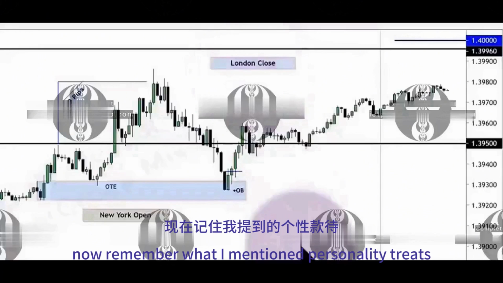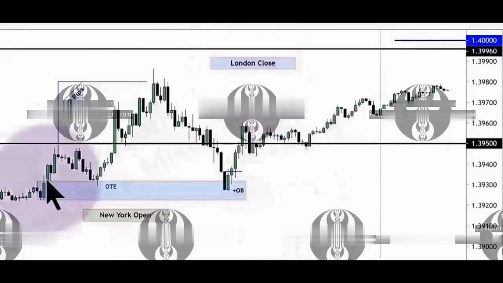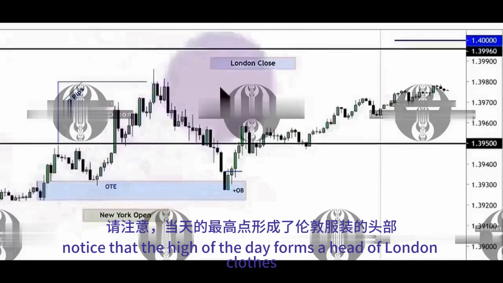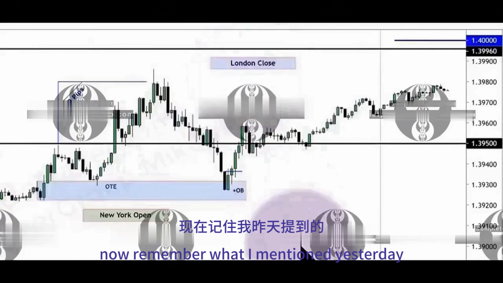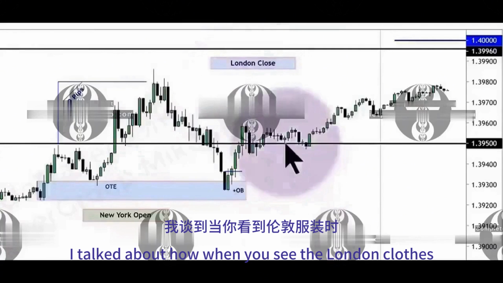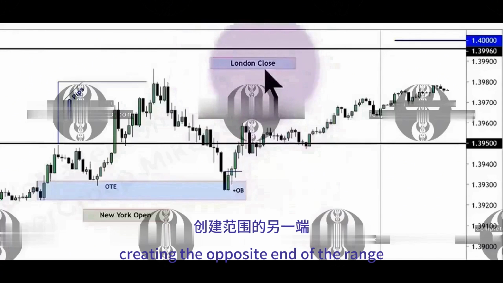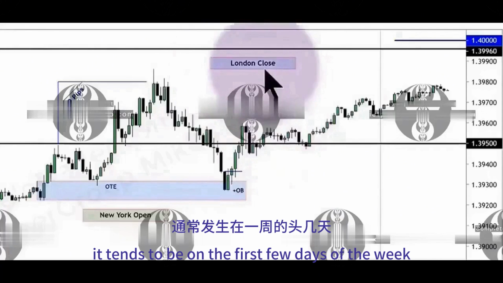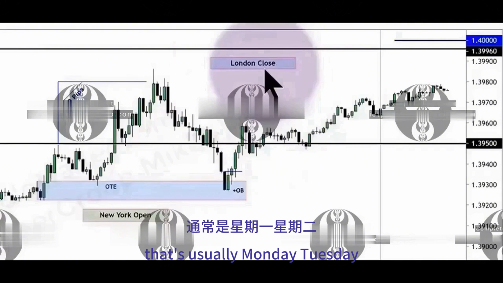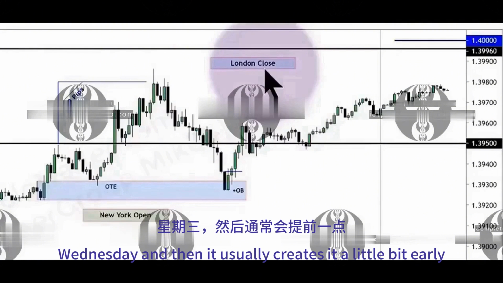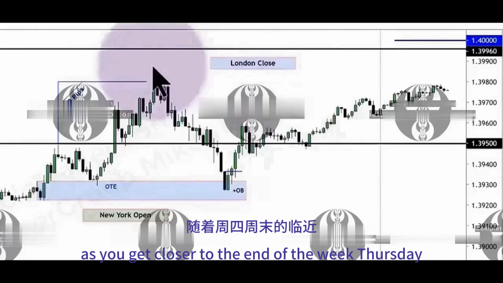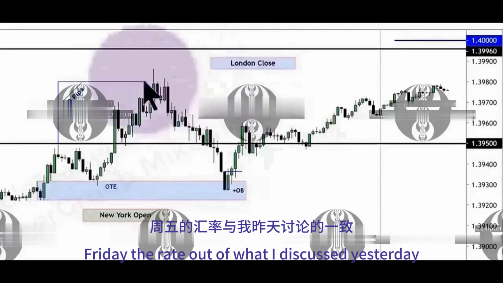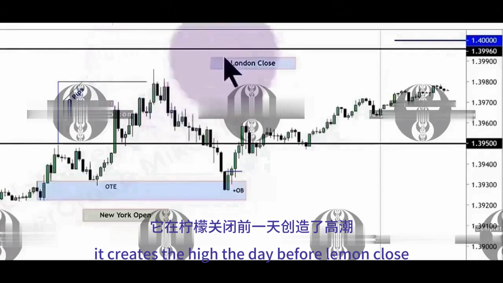Now, remember what I mentioned, personality traits. Notice that the high of the day forms ahead of London close. Now, remember what I mentioned yesterday. I talked about how when you see the London close creating the opposite end of the range, it tends to be on the first few days of the week. And that's usually Monday, Tuesday, Wednesday. And then it usually creates it a little bit early as you get closer to the end of the week, Thursday, Friday. Right out of what I discussed yesterday, it creates the high of the day before London close.